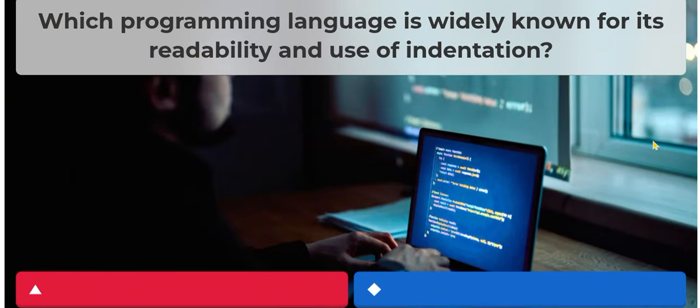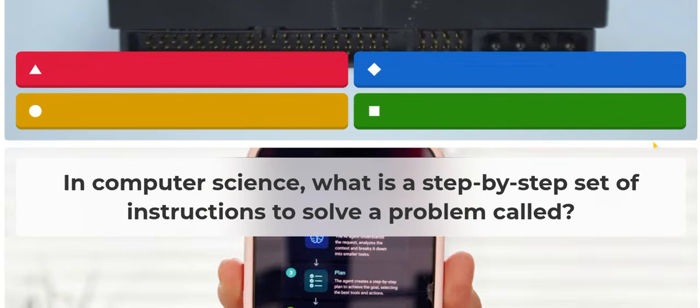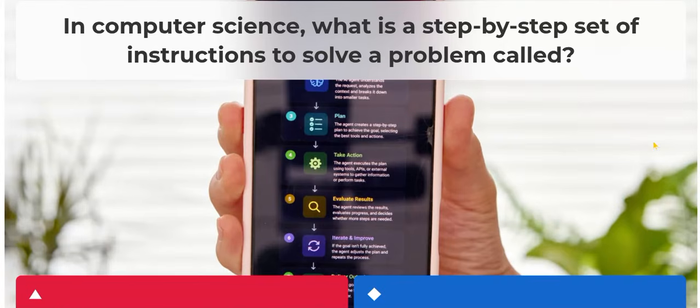What programming language is widely known for its readability and use of indentation? What is the main permanent storage hardware unit inside a standard desktop computer? In computer science, what is a step-by-step set of instructions to solve a problem called?